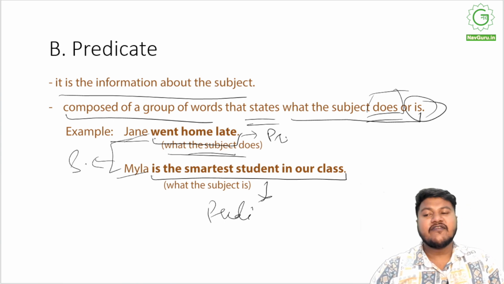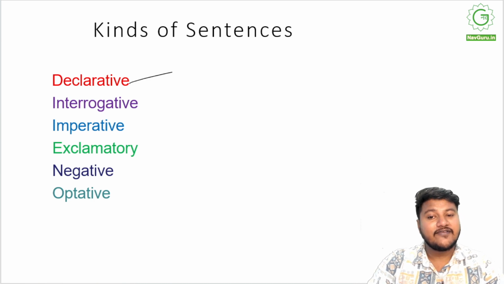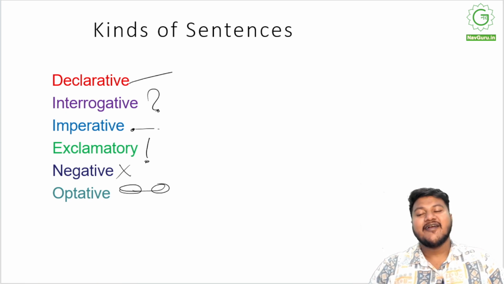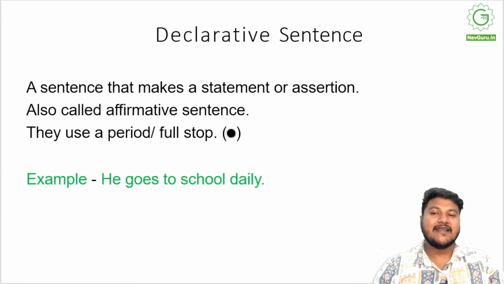Now, obviously, we have the question, what kinds of sentences can we have? Let's get on to that. The kinds of sentences. We have declarative sentences, interrogative sentences, imperative sentences, exclamatory sentences, negative sentences, and optative sentences. Confused? Don't worry, we'll be discussing all of them in the next slides.